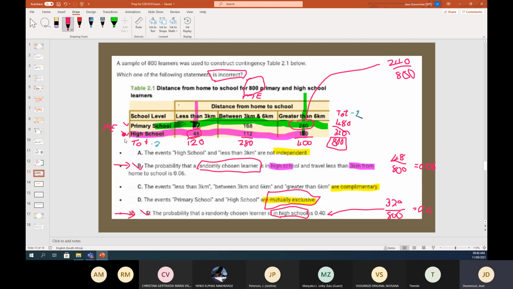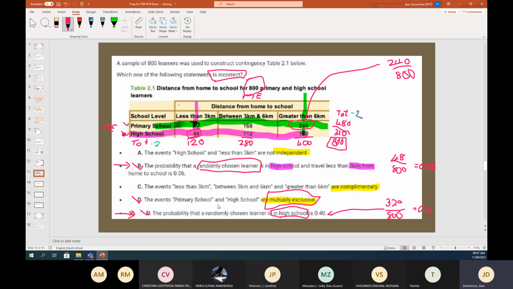Does that make sense for mutually exclusive one? So it is either or, you can't be both. Say you're living in Gauteng and you're living in the Western Cape at the same time. There's just, you can't. So the mutually exclusive one is nearly one or the other one. So that one is correct.